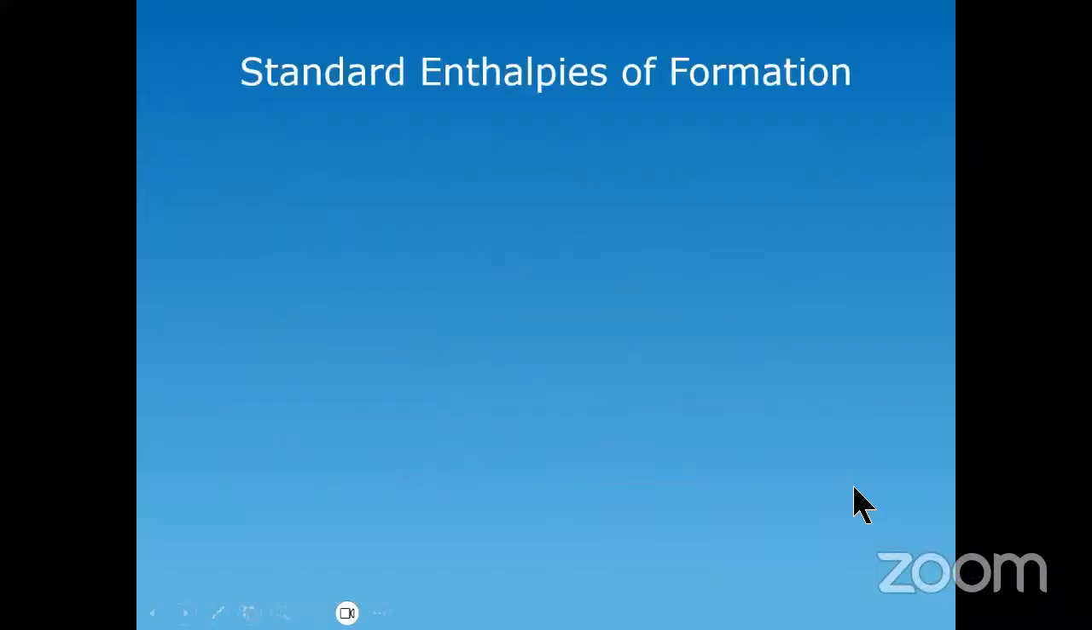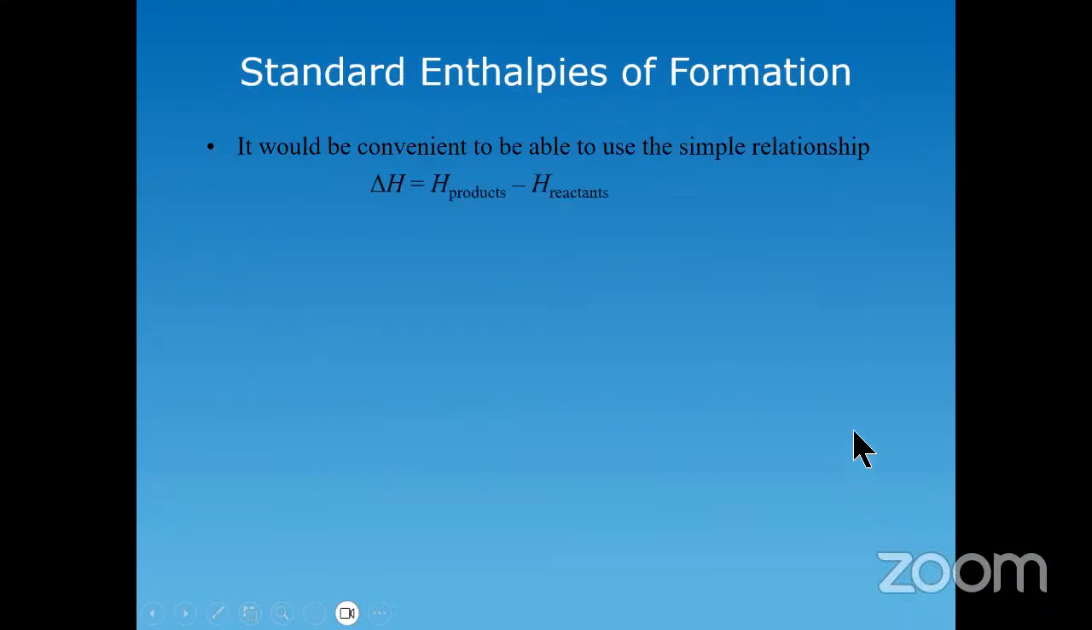Okay, now let's talk about standard enthalpies of formation. By definition, the enthalpy change of any reaction would be equal to the total enthalpy of the products minus the total enthalpy of the reactants. But there's one problem with actually utilizing this equation, and that is that there is absolutely no way of determining the total enthalpy of a product and that of a reactant, all right?